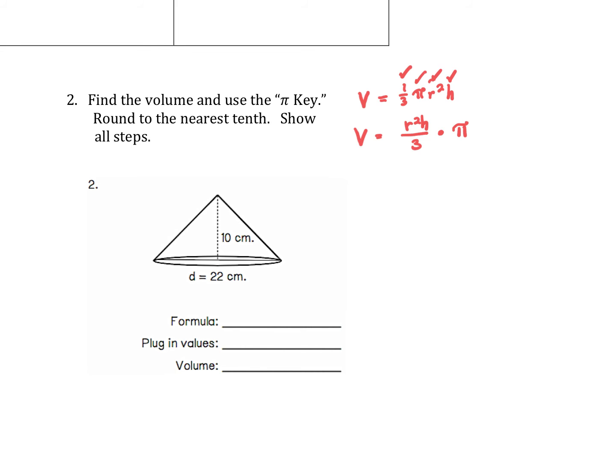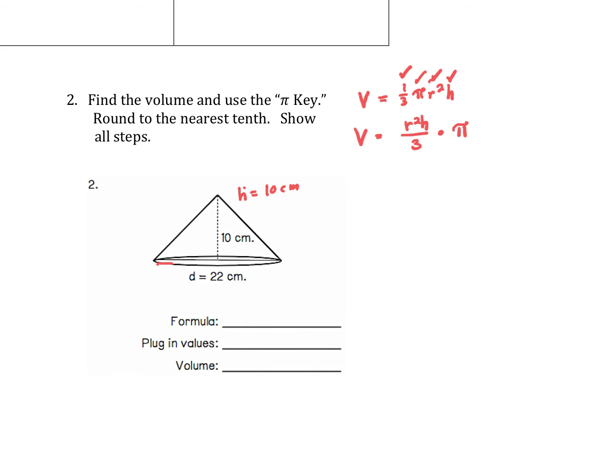So now I have to identify a radius, and I have to identify a height. This is a little bit more clear that that's the height because of the orientation. I can see it coming up off the ground. So the height is 10 centimeters.